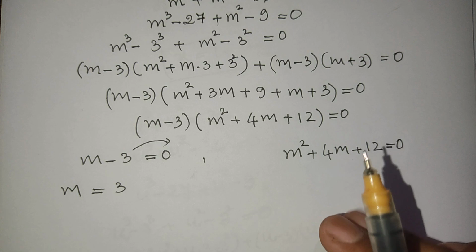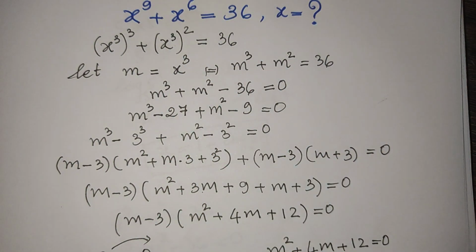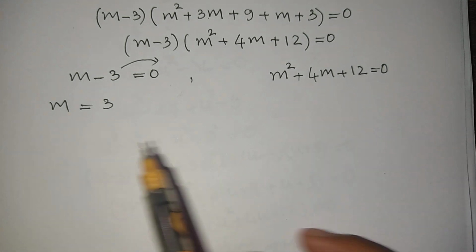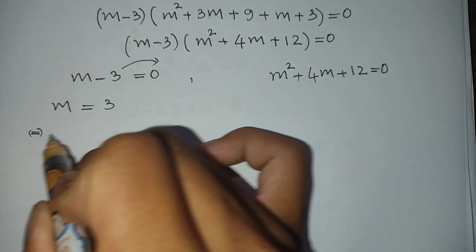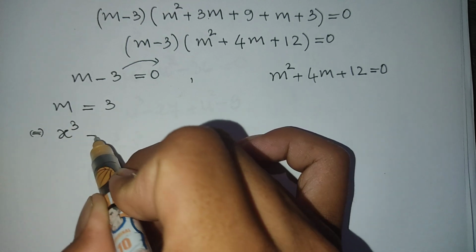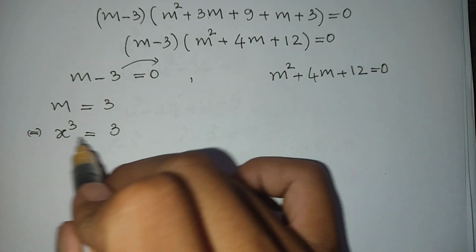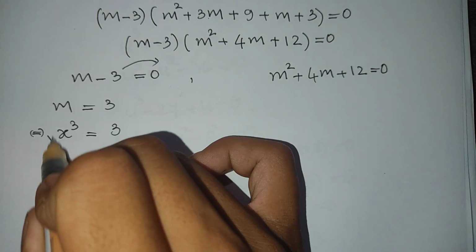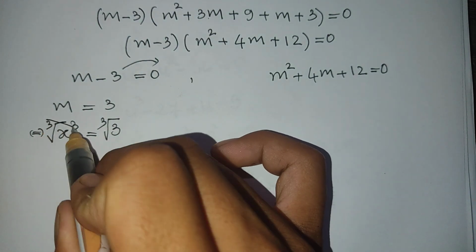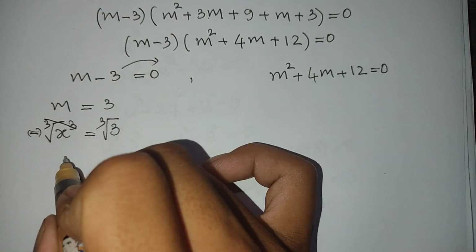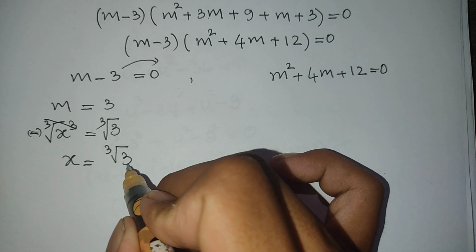And we know that we let m equal x power 3. So here we replace m by x power 3. So we get x power 3 equal 3. And we get the value of x. Then we take the cube root of both sides of this equation. So we simplify the cube root with the cube. We get x equal cube root of 3.